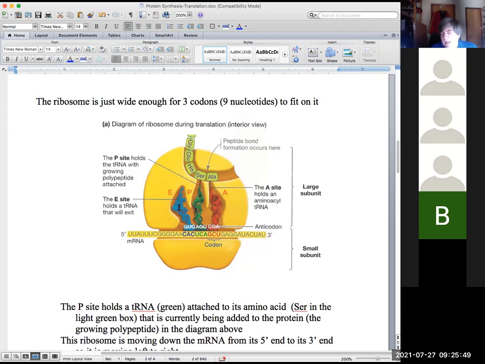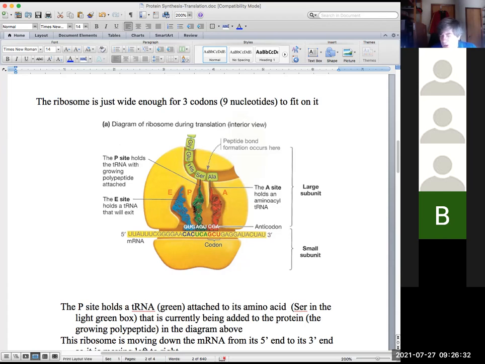Now, if we look at our large subunit, it has 3 different sites. And if we look at these sites, this is kind of before, during, and after. So let's look up here at the top for a moment. We have these little lime green boxes, and they've got these 3-letter abbreviations in them: ALA, SER, HIS, GLU, GLY. These are the abbreviations for amino acids. There are 20 different amino acids in proteins.